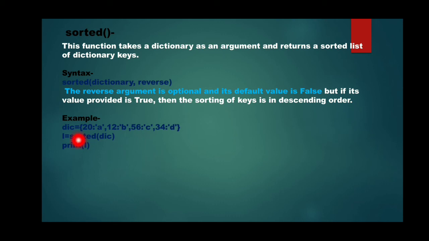Okay, let us see. This is a dictionary, dic. It contains certain values: 20 is the key, A is the value; 12 is the key, B is the value; 56 is the key, C is the value; and 34 is the key, D is its value. Now when I have written sorted dic, I have not written the reverse argument. That means the sorting will be done in ascending order. The result will be stored in L. Now what will L be? L will be a list of keys of the dictionary dic in ascending order. See, this is your answer.